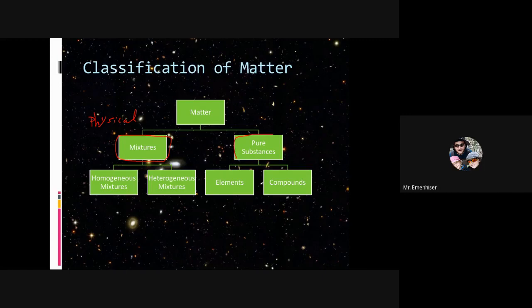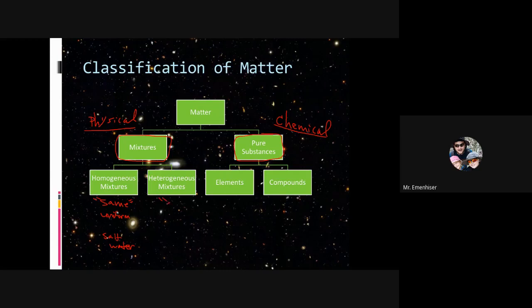Now, pure substances can only be separated by chemical means. We talked about physical and chemical properties, so now we can separate mixtures by physical methods, and we can separate pure substances by chemical means. There are two types of mixtures, homogeneous and heterogeneous. Homogeneous mixtures look the same, they're uniform or evenly distributed, like salt water or water with food coloring.